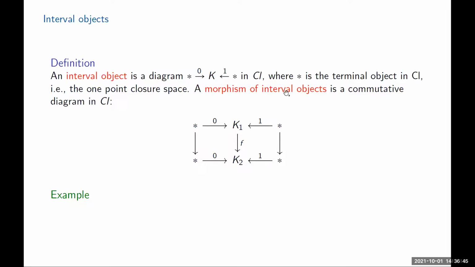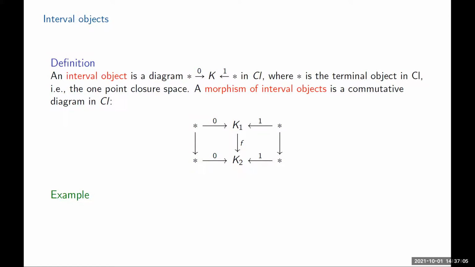A morphism of interval objects is just a map, a continuous map between closure spaces, but you need to send the 0 of one to the 0 of the other and the 1 of one to the 1 of the other. So if my tablet was working properly, what I would draw here for you today would be just the example I had on the previous page.